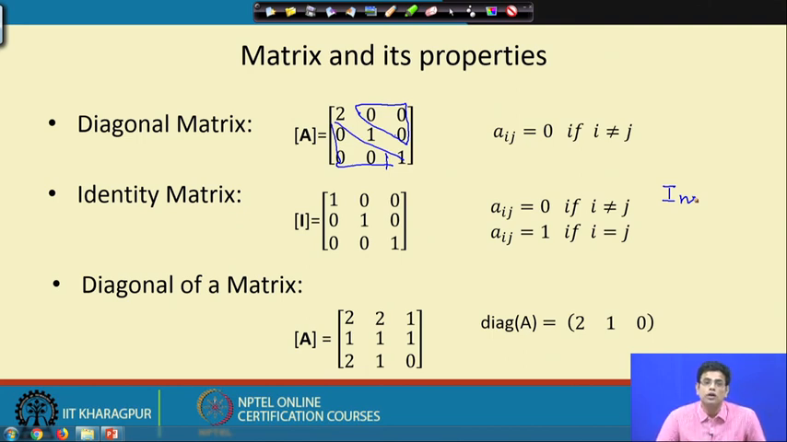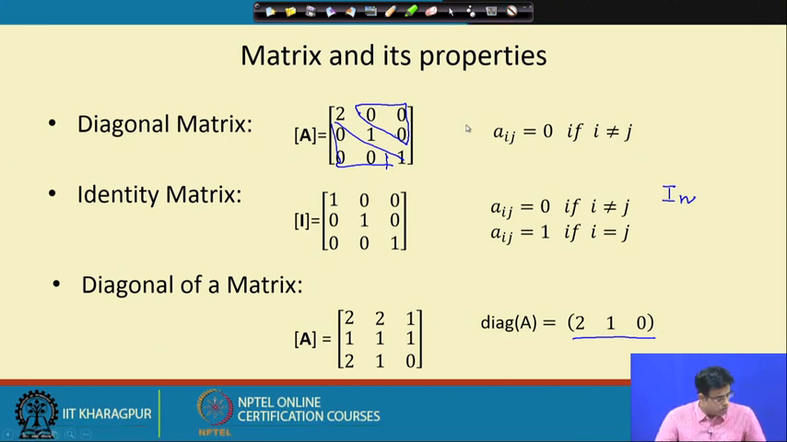Sometimes we also represent the diagonals of a matrix. So, this has to be looked at carefully. Diagonals of A, here A is a 3 cross 3 matrix. So, diagonals of A are the diagonal elements of A, that is 2, 1 and 0, which we write sometimes like this, and this is a vector which contains all the diagonal elements.